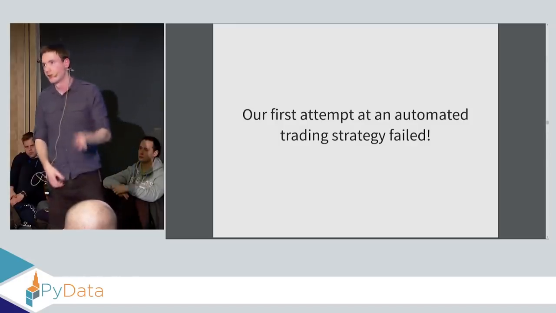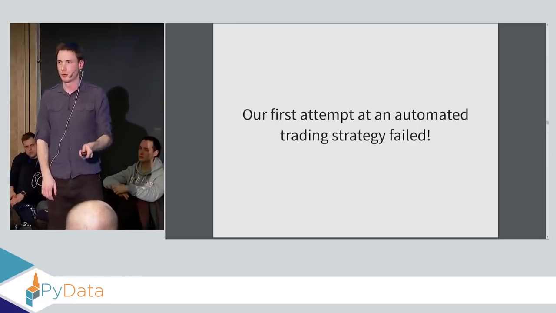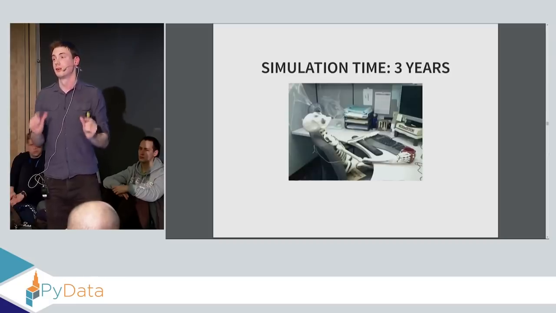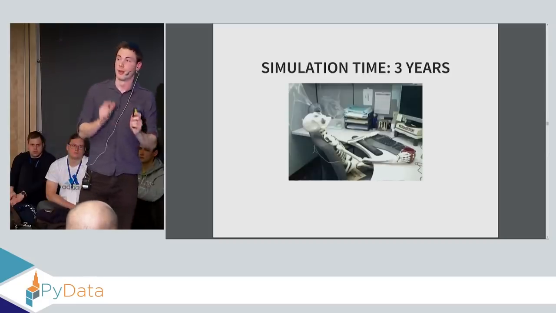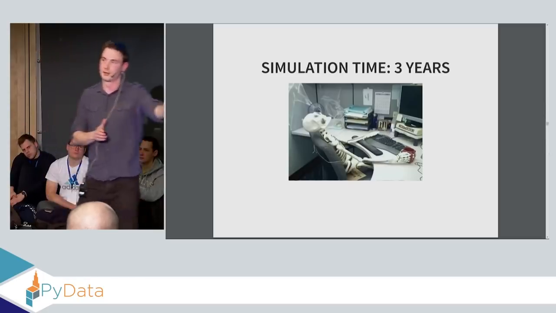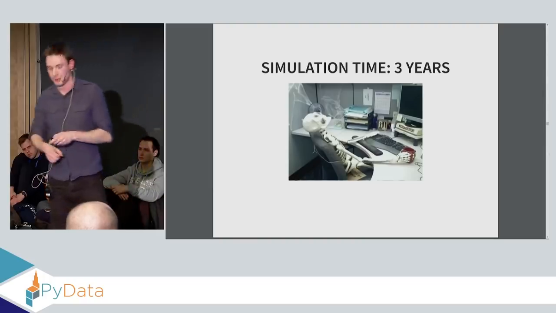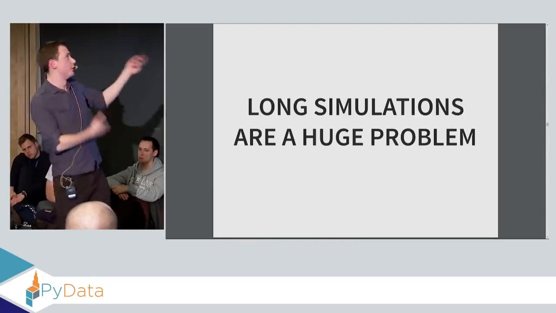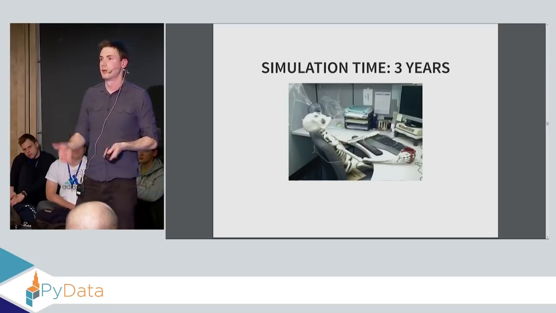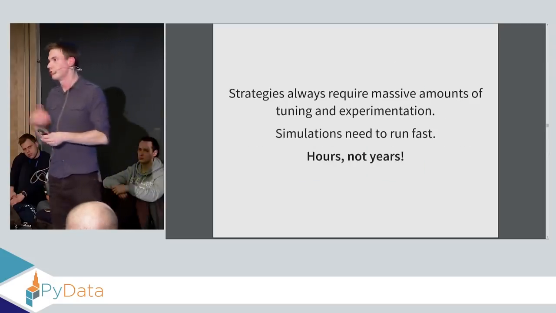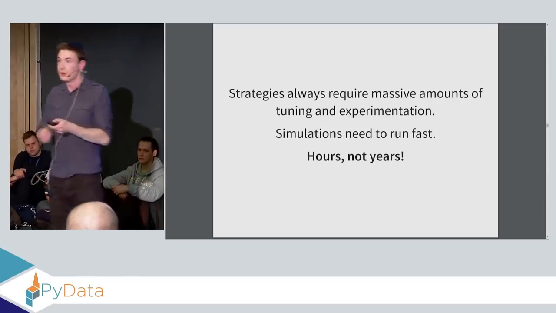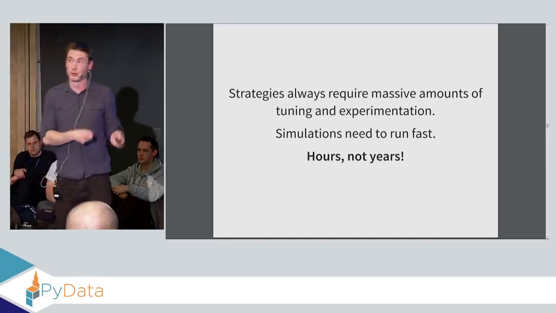But the real kicker here is that if I ran the full simulation using that pure Python program, I would have had to wait 3 years to get the results. That is how slow that pure Python implementation was. So I ran it on just a small subset and then calculated from there, because each day is around the same amount of computation. This is obviously a huge problem. 3 years is ridiculous, but even if this simulation took 4 days, that would still be too long. Building any type of model requires massive amounts of tuning and experimentation, and these simulations need to run fast: hours, not years.